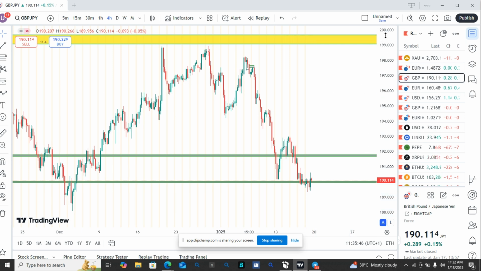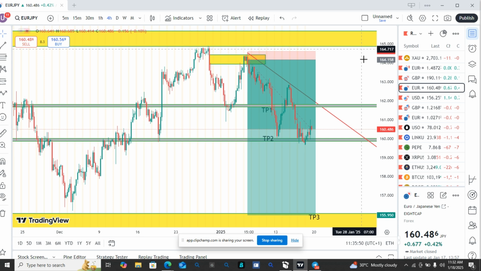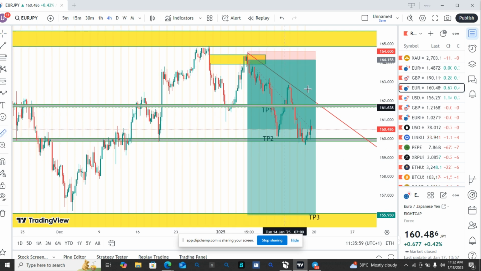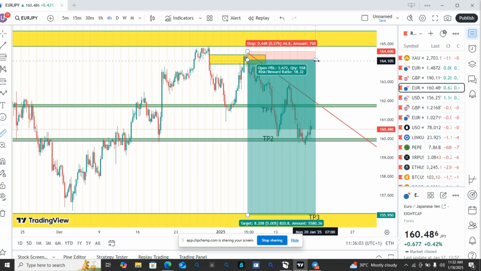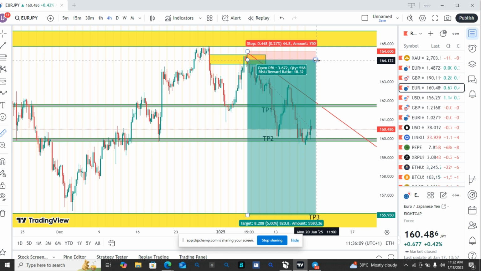So the next pair on our list is Euro JPY. Currently we are on a sell on this trade. I called this sell when price was at this zone. Those of you in my free Telegram channel have enjoyed this, and those of you in our VIP group are still enjoying this. So I called this at 164.157. I called this here, including Euro USD. Go and check my previous videos where I dropped all those signals.